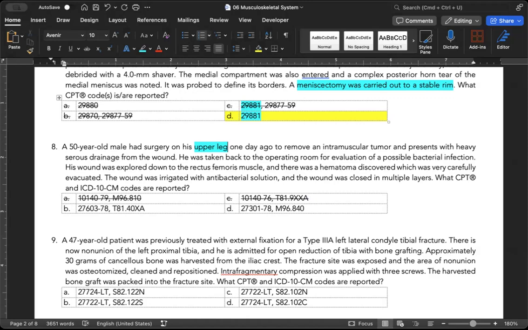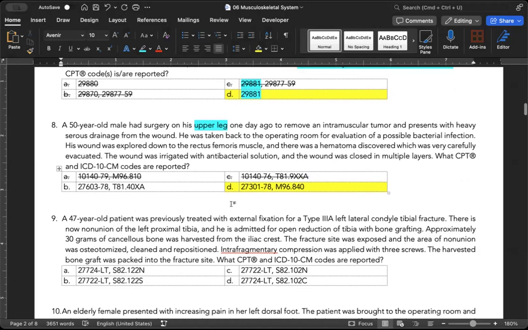So yes, it's going to be our thigh, so our answer is going to be 27301. Just be careful that you're not stopping at just the fact that we did an incision and drainage on the leg. We always want to make sure that we're in the right anatomic location as well.